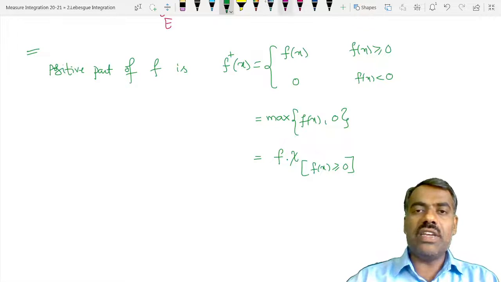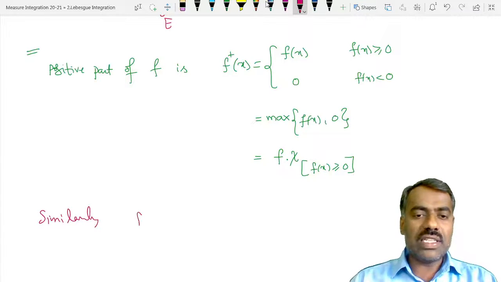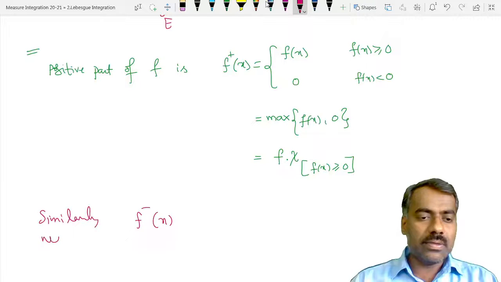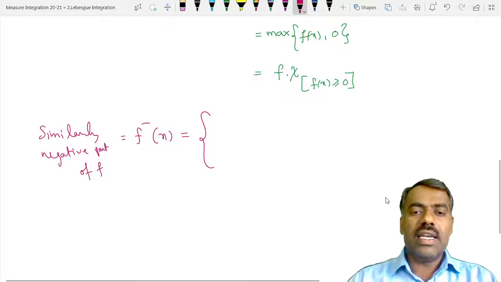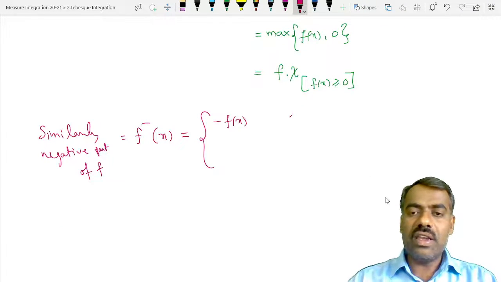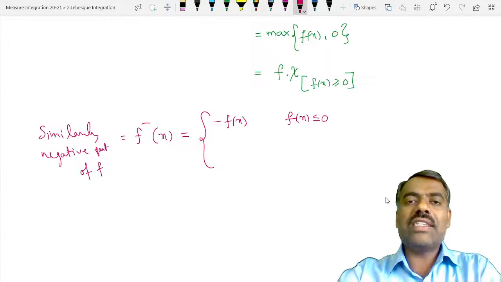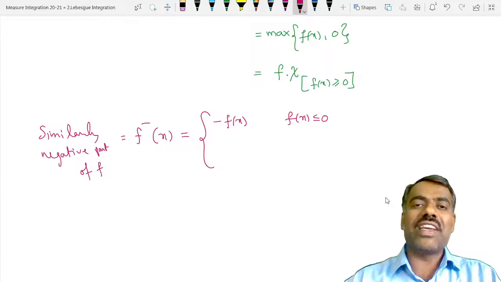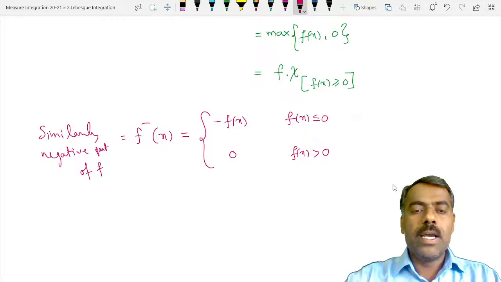So any of these three ways you can define. Similarly, what is f minus, the negative part of f? Negative part of f is denoted by f minus of x. How is it defined? It is minus of f of x if f of x is less than or equal to 0. So just like mod x, how we define mod x is x if x is greater than or equal to 0 and minus x if x is less than or equal to 0, right? And 0 whenever f of x is greater than 0. Are you following?